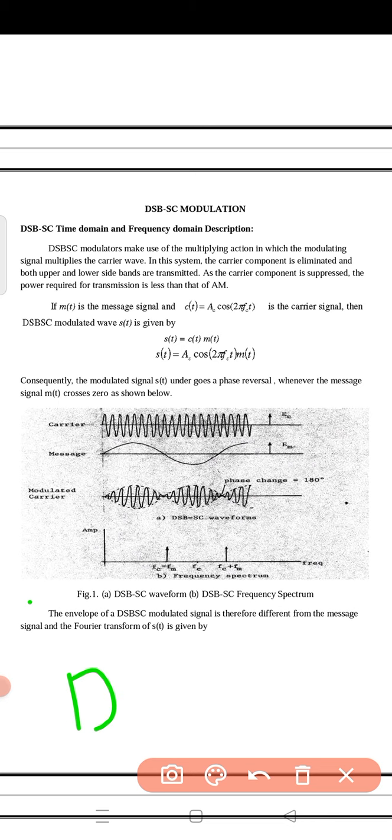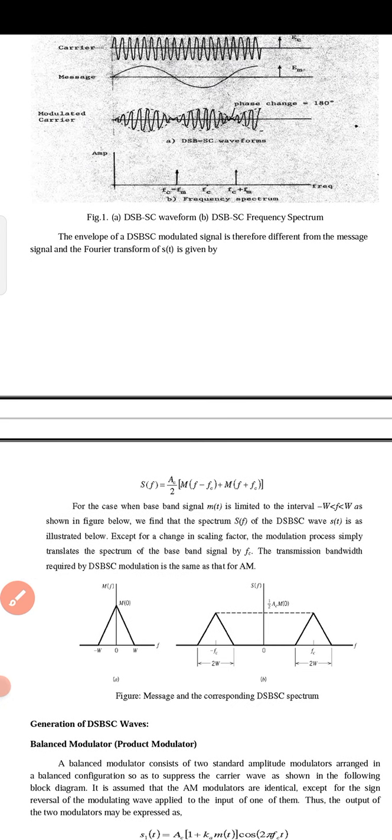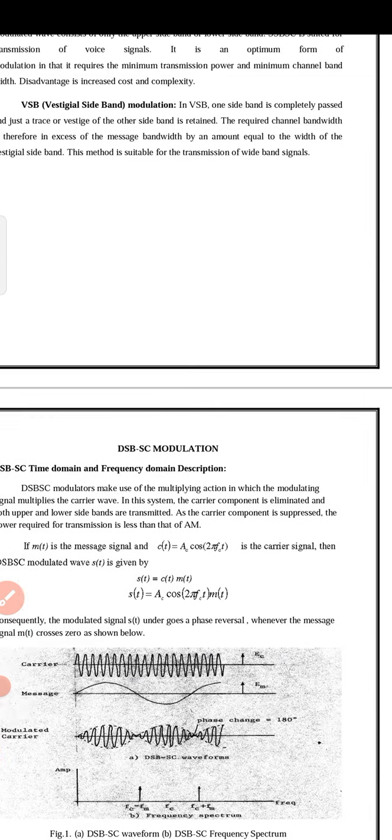Sometimes in examinations they ask DSBFC. You don't need to bother; DSBFC is double sideband full carrier. Okay, double sideband full carrier means the AM wave. In the conventional AM wave, we have the carrier and two sidebands.